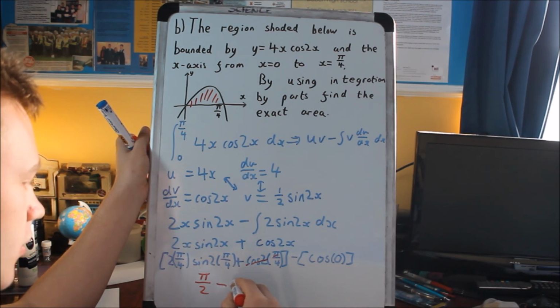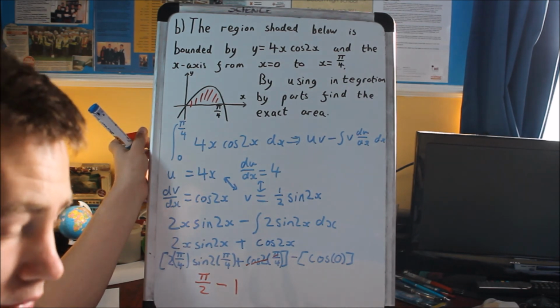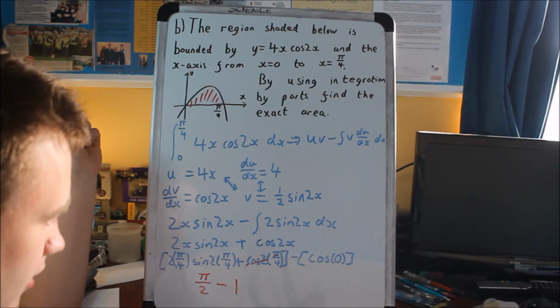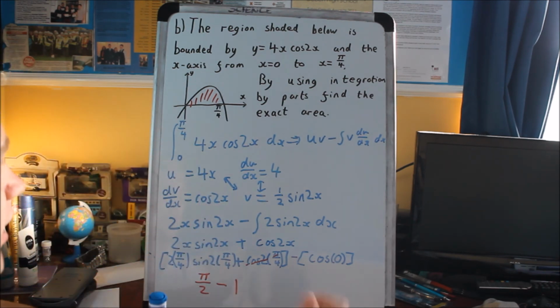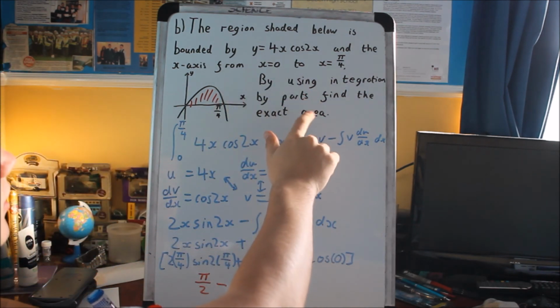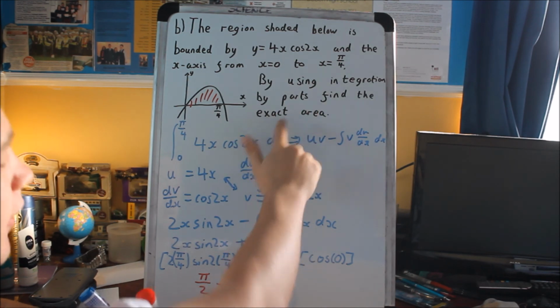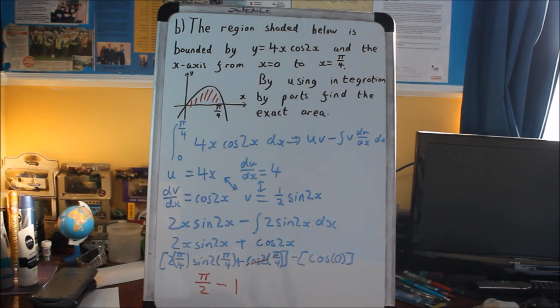Minus cos 0 is 1, you should know that either from the graph like I do, or you could type it into your calculator, either way is fine. And again, in the question, it says an exact area. So don't put 3.14 in place of pi, make sure you put pi.